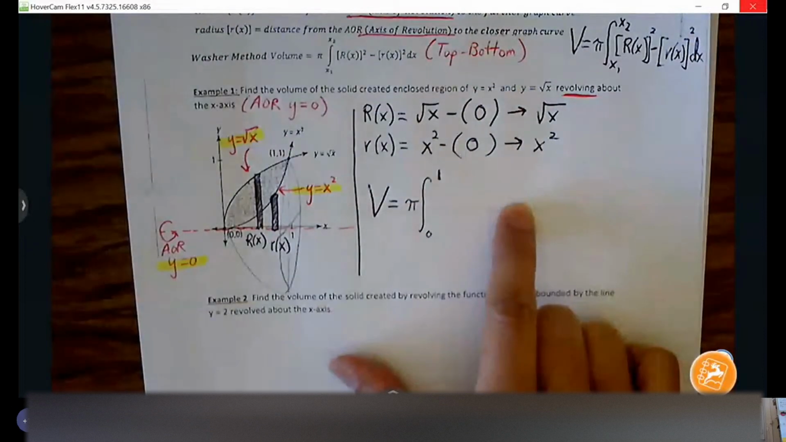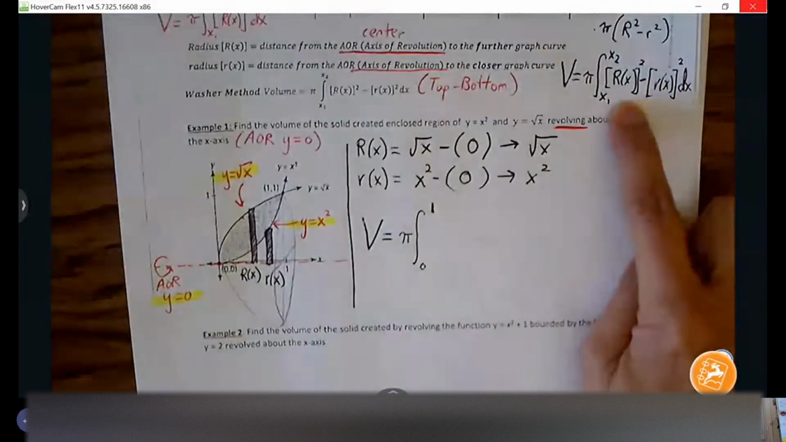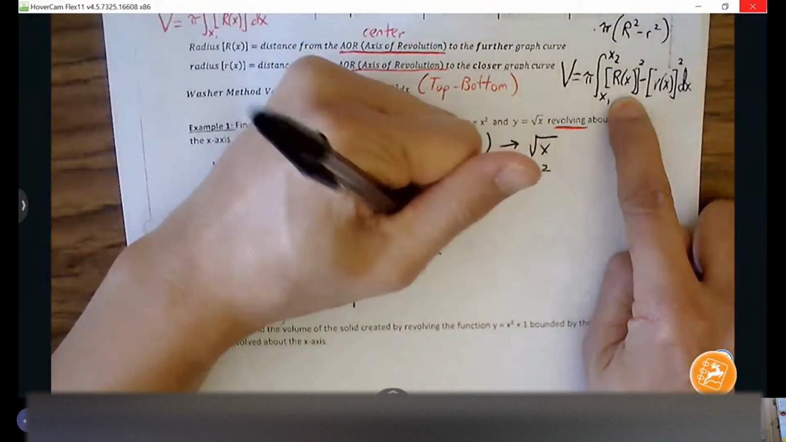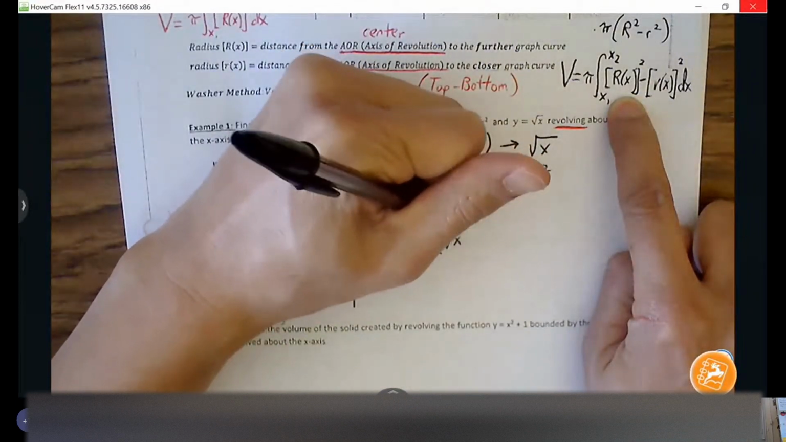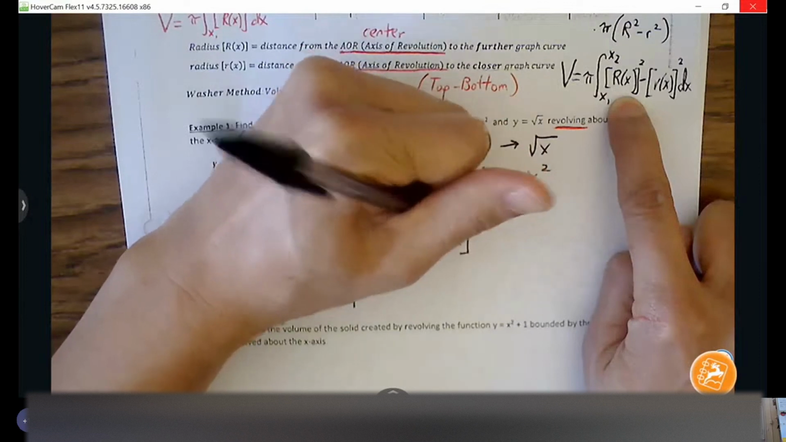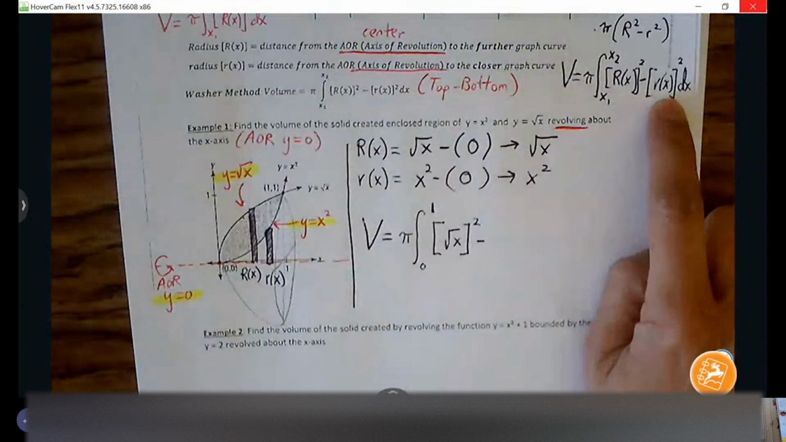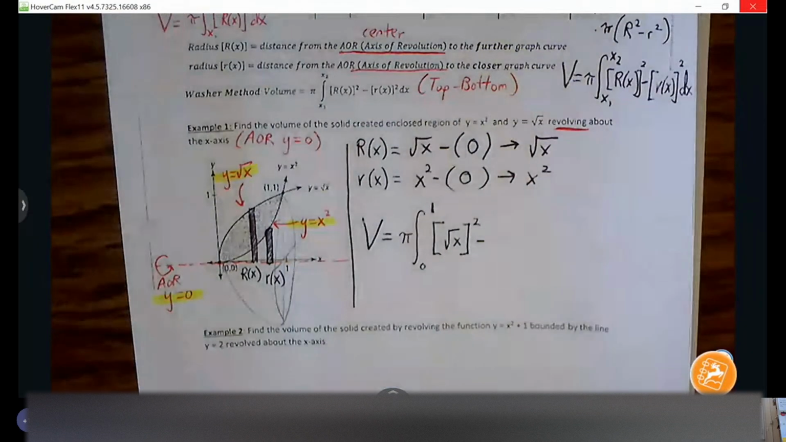Okay, so now we're just following the formula here. Big radius quantity squared. So we're going to put a bracket or parentheses around root x, and we're going to square each radius separately. That's important. Square each radius separately. Don't try to take a shortcut and subtract first and square once. That's different.